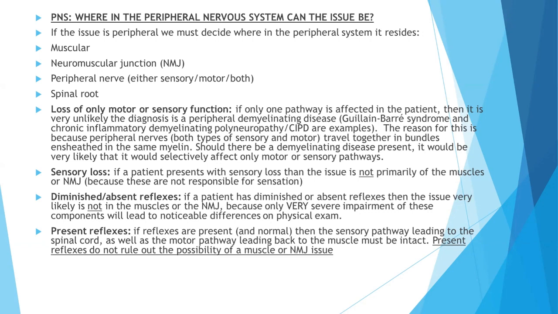Present reflexes. If reflexes are present and normal, then the sensory pathway leading to the spinal cord as well as the motor pathway leading to the muscle is intact. Present reflexes do not rule out the possibility of a muscle or an NMJ issue.